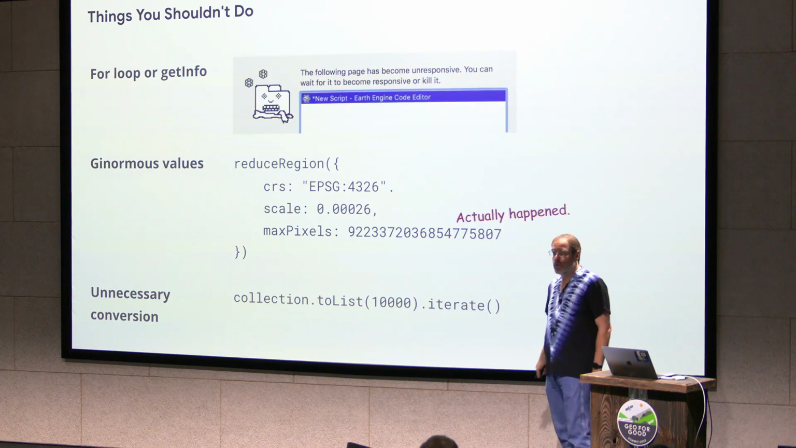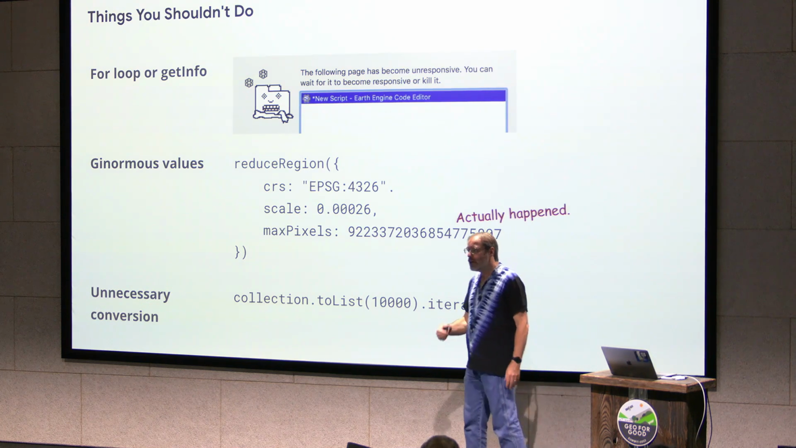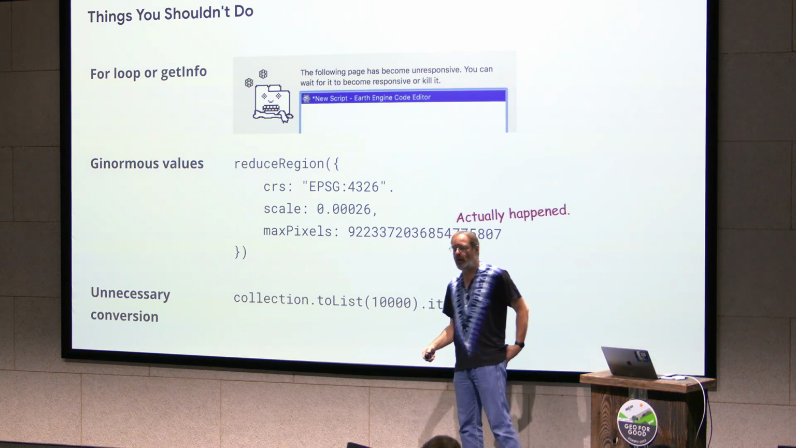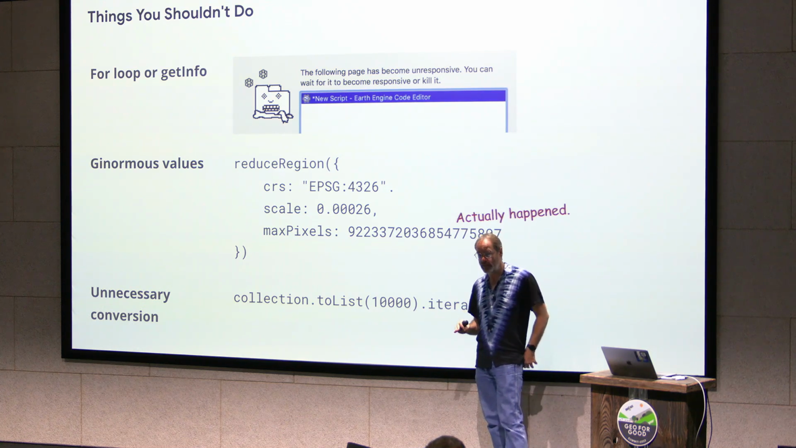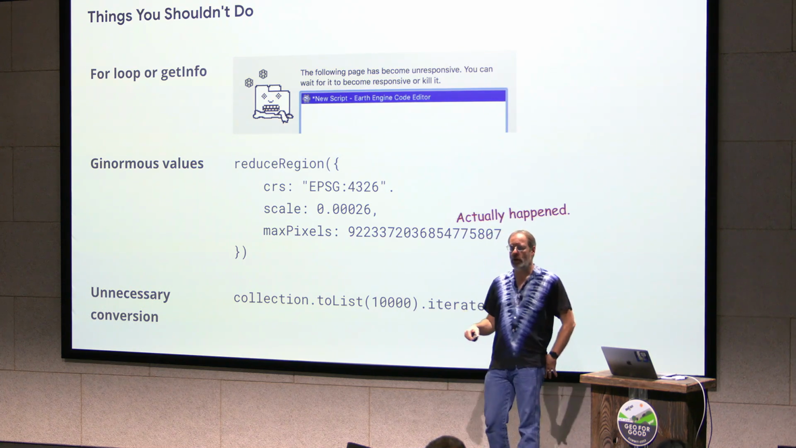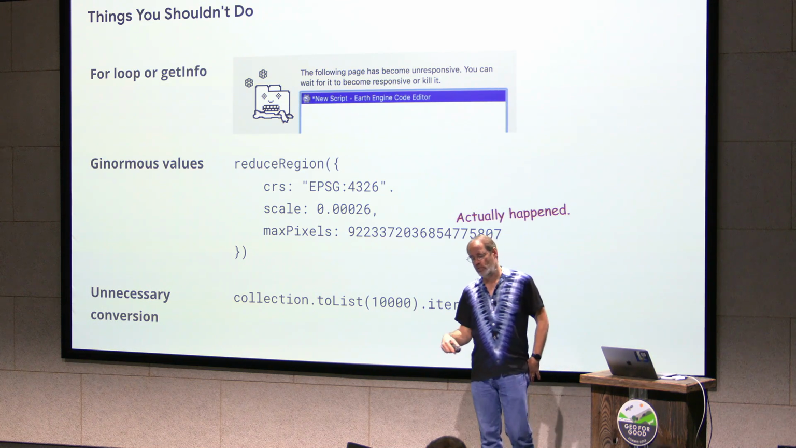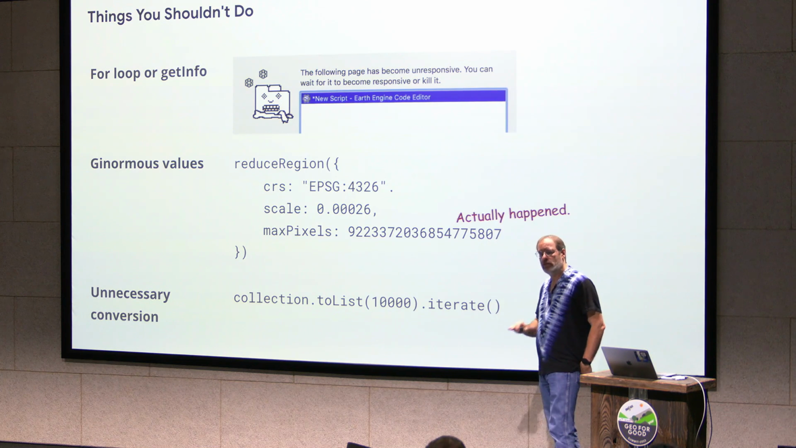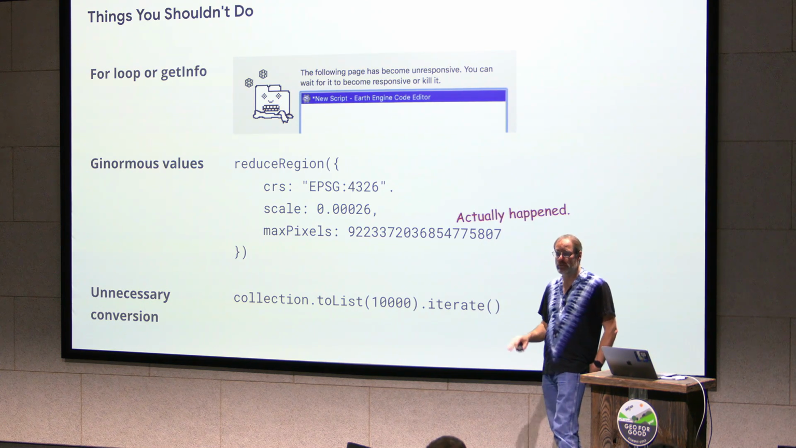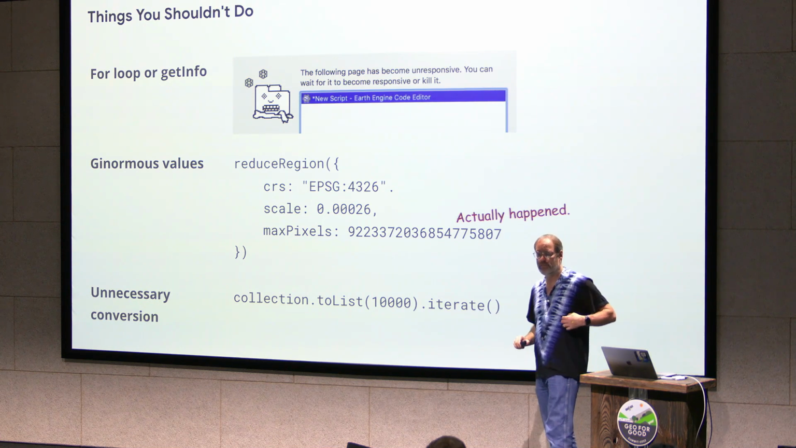Things you shouldn't do with Earth Engine. You should not use for loops or get infos. There is one place in the entire system where you still need to use a get info, and that's if you're trying to export an image collection. You kind of have to use a get info to make that work. But any other place, you shouldn't use get info except for debugging purposes. Never make control flows based on the output of a get info or something like that.